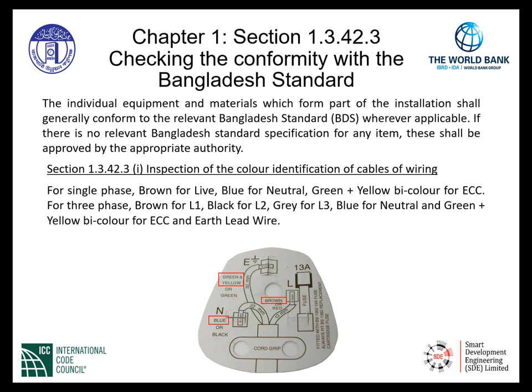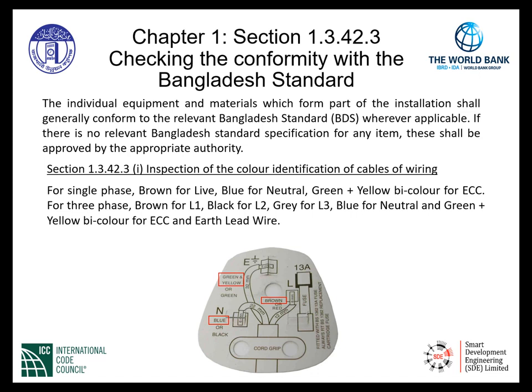Section 1.3.42.3, Item 1, inspection of the color identification of cables of wiring. For single phase, brown for live, blue for neutral, green plus yellow bicolor for ECC. For three phase, brown for L1, black for L2, gray for L3, blue for neutral, and green plus yellow bicolor for ECC and earth lead wire.